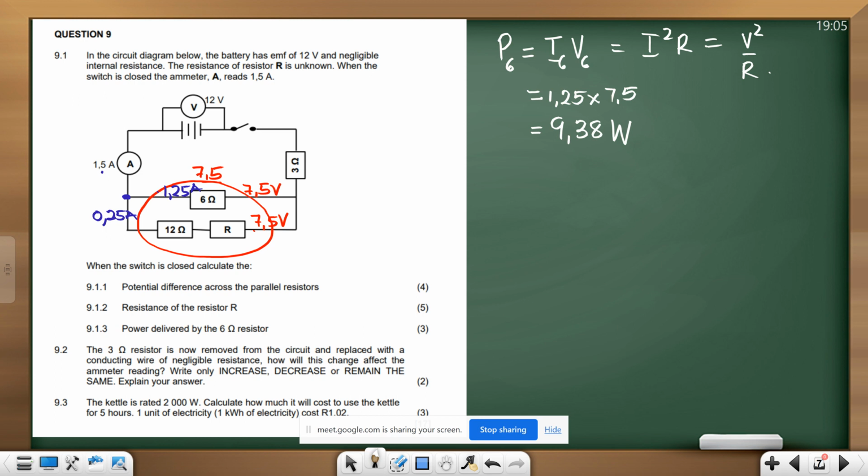9.2. The 3 ohm resistor is now removed from the circuit and replaced with a conducting wire. How will this change affect the ammeter reading? All you need to do here to answer this question is to check how your total resistance is behaving. If we remove a resistor from a series connection, I would answer by saying total resistance does what?